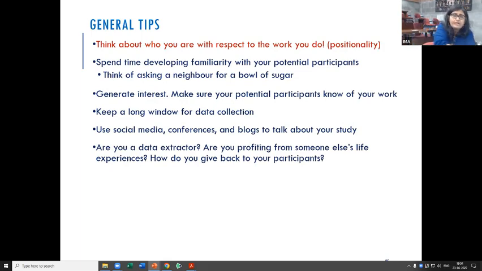General tips. And we are kind of over time, but just give me maybe 7 more minutes. I need you to think about who you are with respect to the work you do. Often, without any awareness, we act like data extractors or data miners. We profit from the data we collect from other people. How do we profit? Not always monetarily, but yes, monetarily, we get our jobs, we get our promotions, we get our PhDs from the data that we have collected from others. You need to think about how you give back to the people who have given you data.